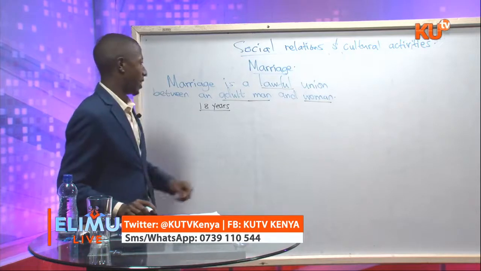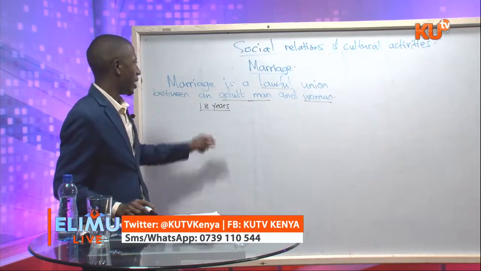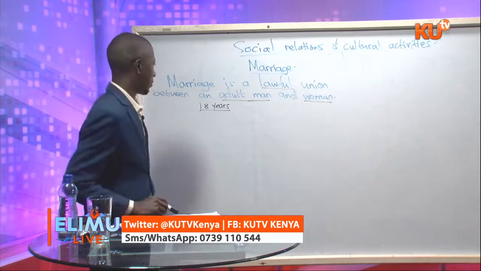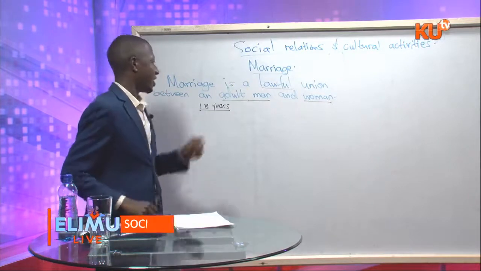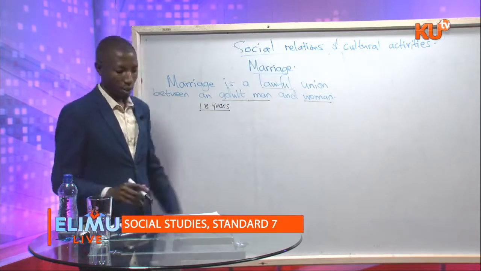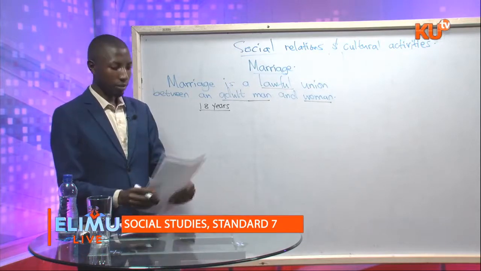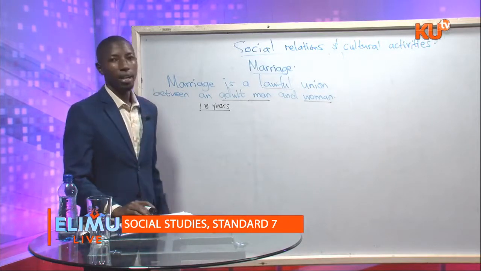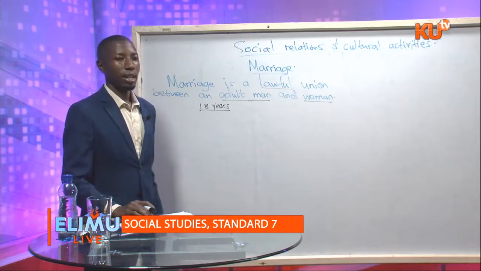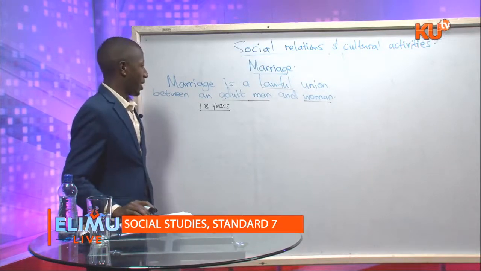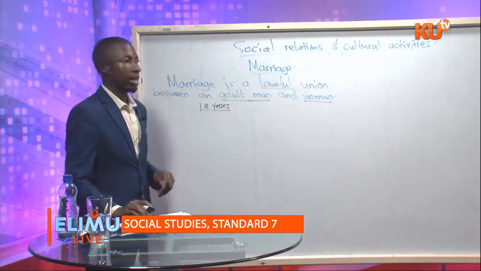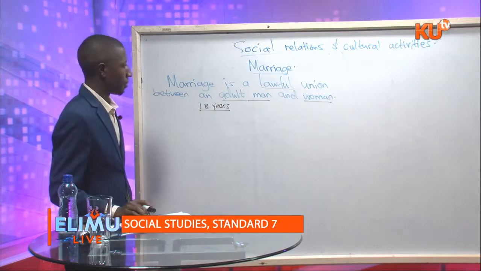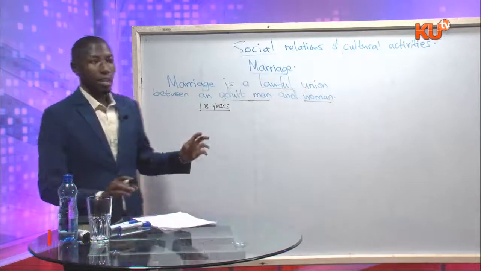Actually, you will be arrested if you try to marry while you are under 18 years, even if you are getting married to a person who is an adult. If you yourself are under 18 years, you will be arrested because you will be going against the law. And this is a contemporary issue in Kenya today, where we have a lot of early marriages and teenage pregnancies. It is against the law to marry if you're not an adult man or an adult woman. So marriage is therefore a union.